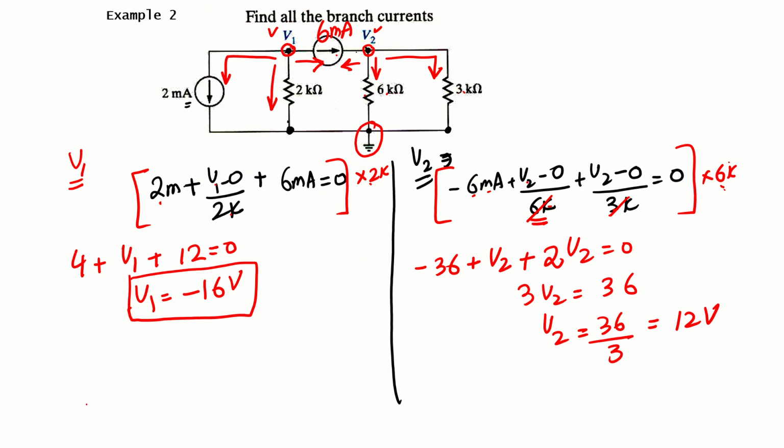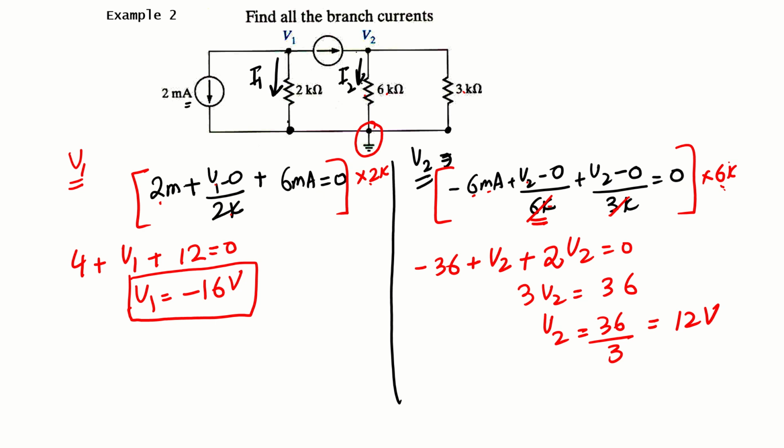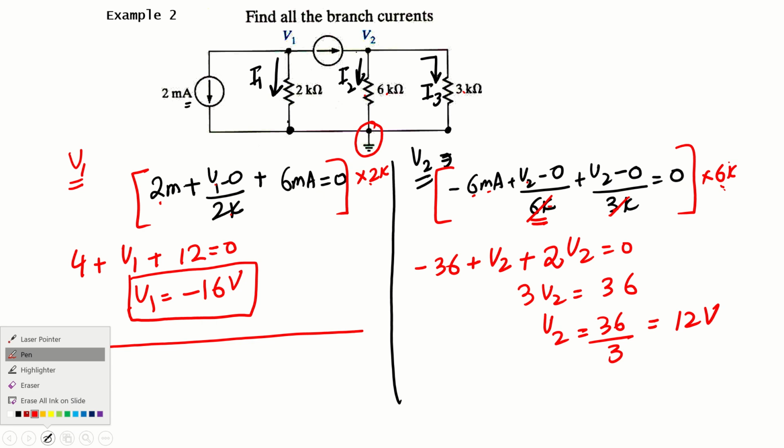Once we have these nodal voltages, our question was to find all the branch currents, basically the currents flowing through all the resistors. Let's label them: the current through 2 kilo ohm is I1, the current through this 6 kilo ohm is I2, just for simplicity, and the current through this resistor 3 kilo ohm is I3. Let's find out those currents now. To get the first current I1, the current is basically the difference of nodal voltages, this voltage minus this voltage, divided by the resistor value.